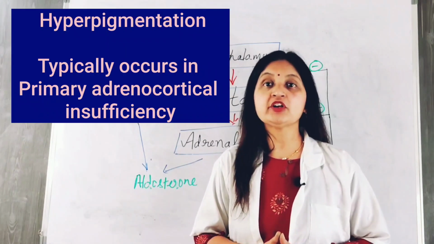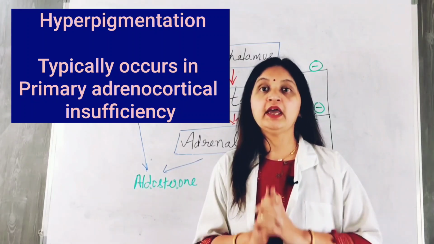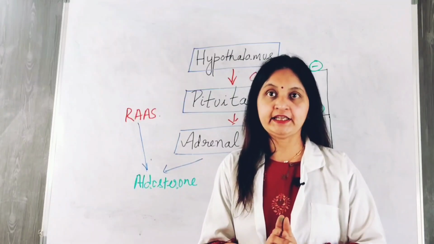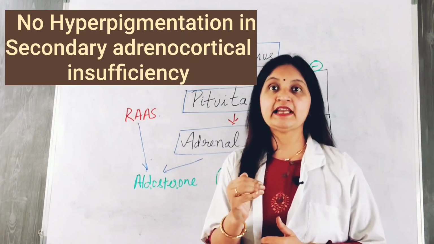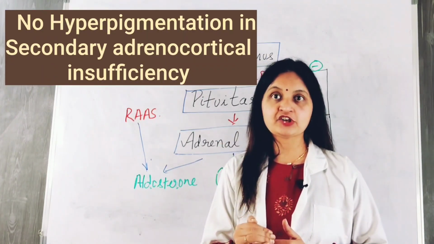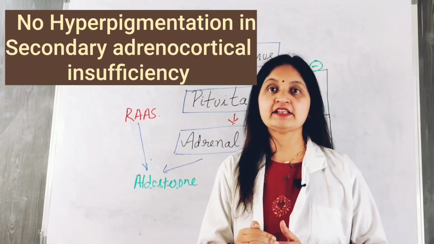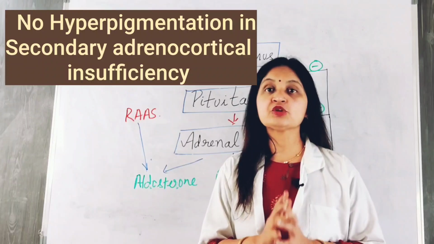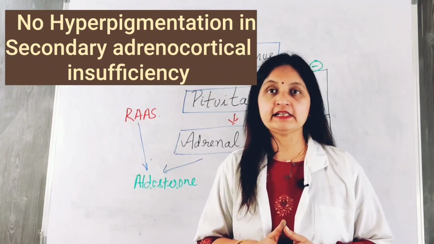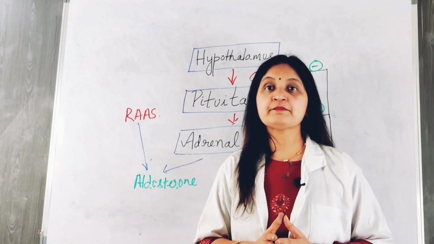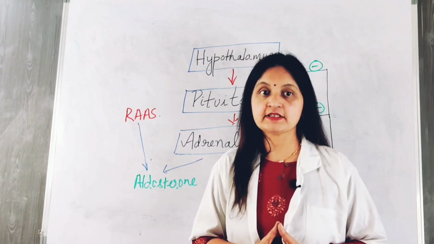Secondly, hyperpigmentation typically occurs in primary adrenocortical insufficiency, and this is due to increased secretion of ACTH. Whereas in secondary insufficiency, there is a disorder in the pituitary gland, decreasing the ACTH production, and because there is decreased ACTH production, there is decreased melanocyte stimulating hormone, and therefore there is no evidence of hyperpigmentation in secondary adrenocortical insufficiency. So this is with respect to the clinical presentation of primary and secondary adrenocortical insufficiency.